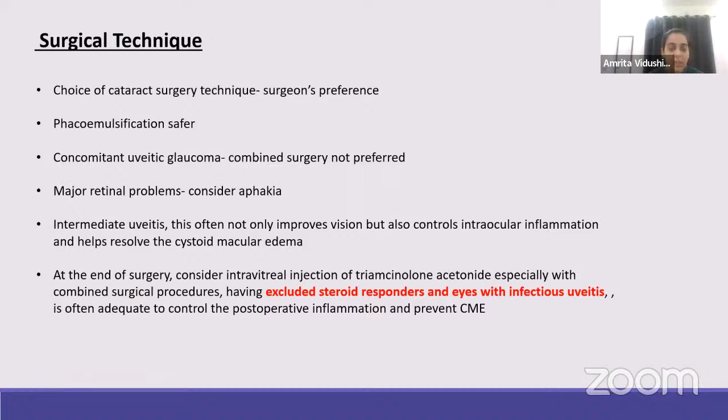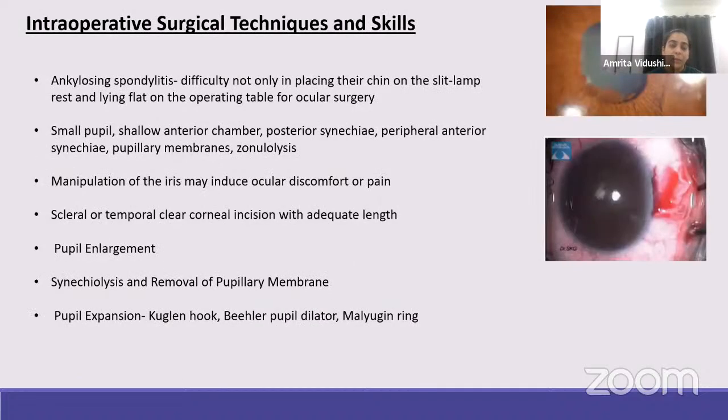So coming back to the same thing, we have to classify our uveitis pre-operatively and find out the exact cause before we plan any surgical intervention and the post-operative management for the same.